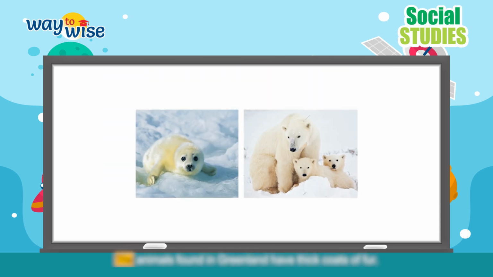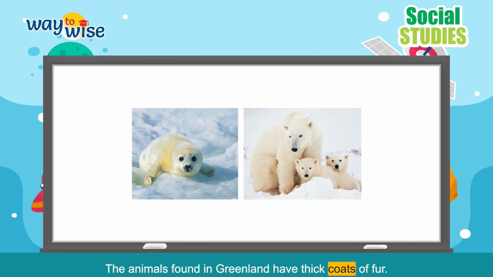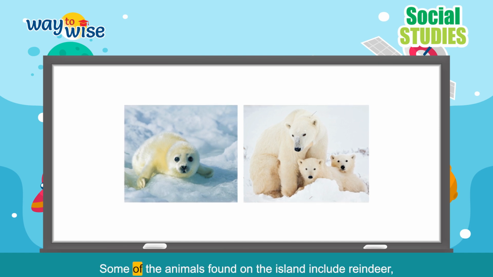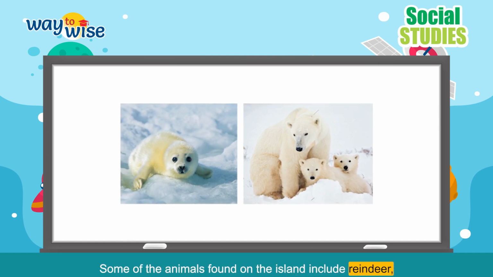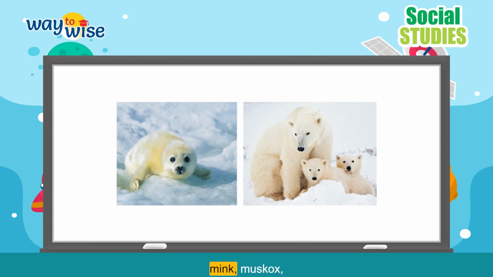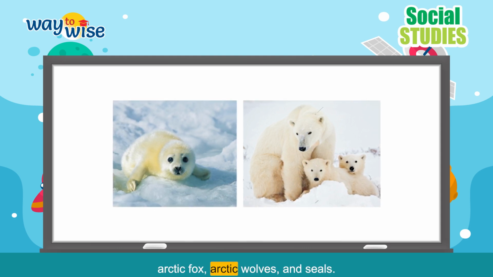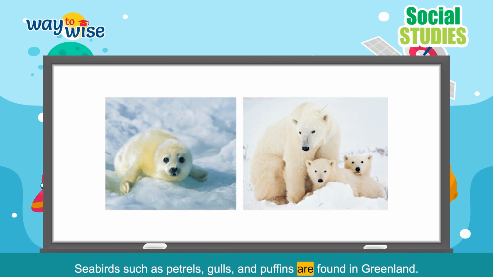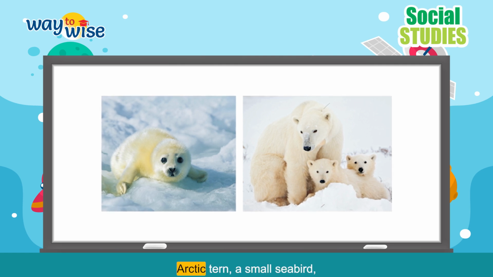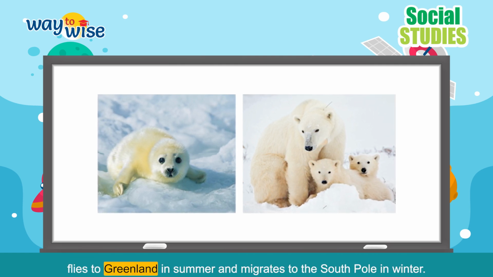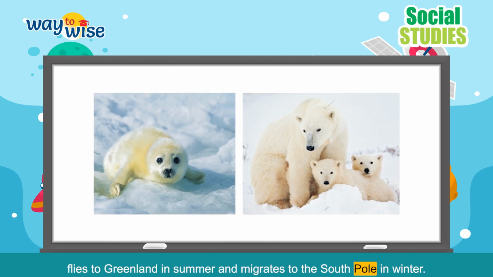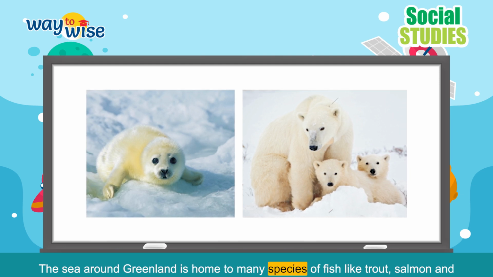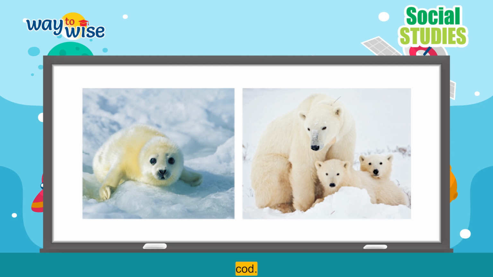Wildlife. The animals found in Greenland have thick coats of fur. This helps them to survive harsh winter. Some of the animals found on the island include reindeer, polar bear, caribou, mink, muskox, Arctic fox, Arctic wolves and seals. Seabirds such as petrels, gulls and puffins are found in Greenland. Arctic tern, a small seabird, flies to Greenland in summer and migrates to the South Pole in winter. The sea around Greenland is home to many species of fish like trout, salmon and cod.